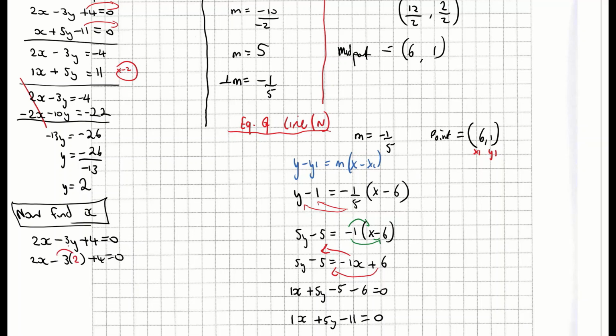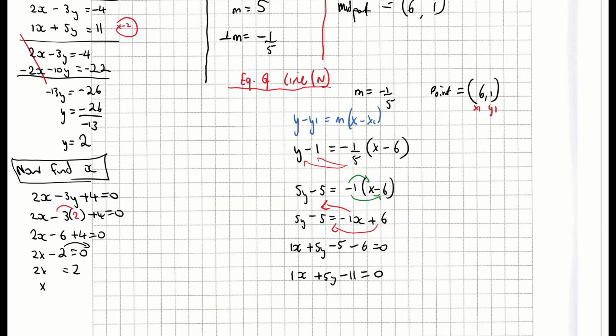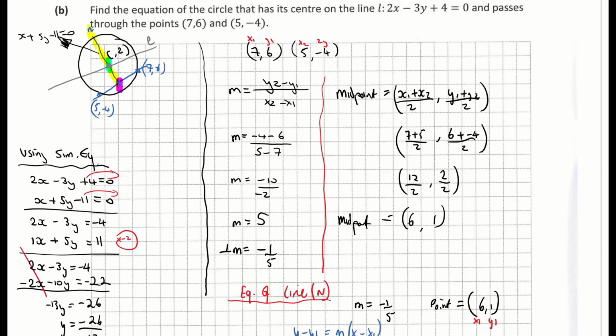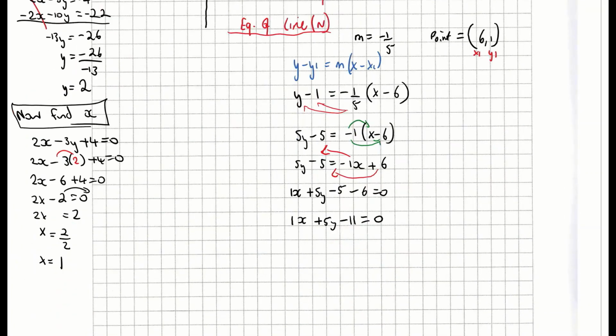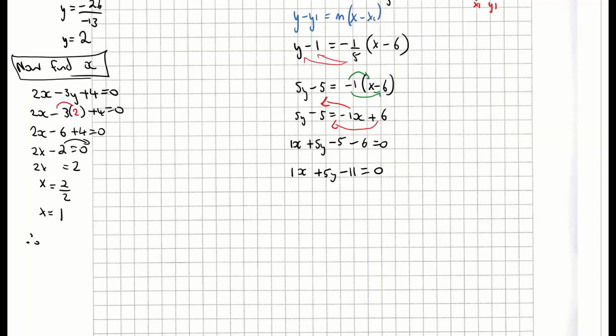And multiply in that -3, and I get 2x minus 6 plus 4 is equal to 0. Therefore, 2x minus 2 is equal to 0. Add 2 to both sides. I get 2x is equal to 2. And when I divide across by 2, I get x is equal to 2 divided by 2. x is equal to 1. So, scrolling back up, where are we now? We've now found our center of the circle, which is 1, 2. So I'm just going to write that in. So therefore, the center of the circle is 1, 2.